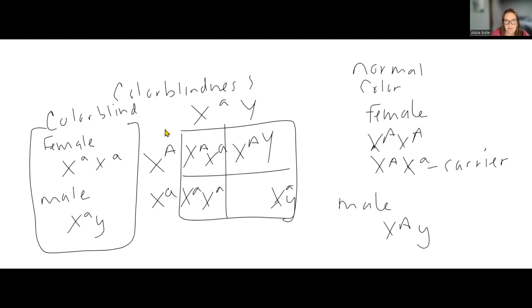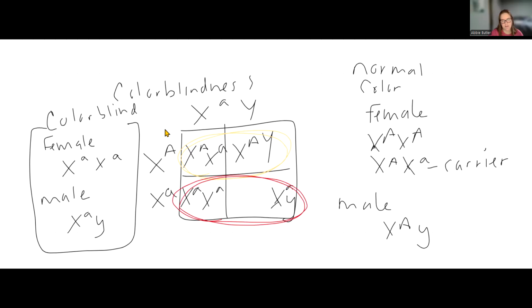After you do your squares, then you're going to tally up how many are normal versus colorblind for the phenotype, and you can list out all their genotypes. These two will be showing normal color vision. These two would be colorblind. There's a 50-50 chance there.